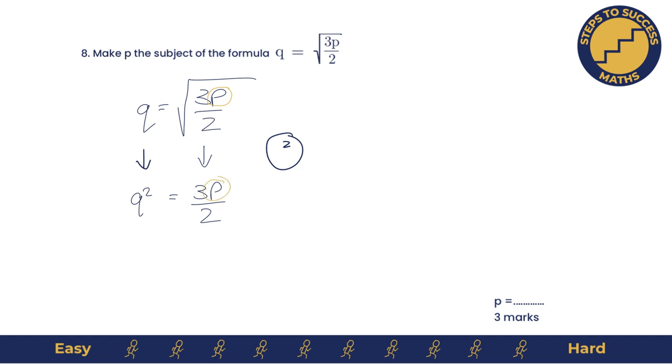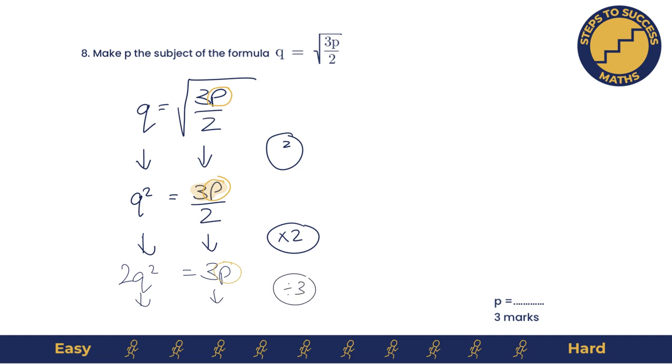Now we want to get still the P by itself. So at the moment it's wrapped up with the 3 and it's divided by 2. The opposite of divide by 2 is times by 2. So 2Q squared is equal to 3P. Now we can divide by 3 because at the moment it's times 3. So 2Q squared divided by 3 is equal to P. And there you've done it.